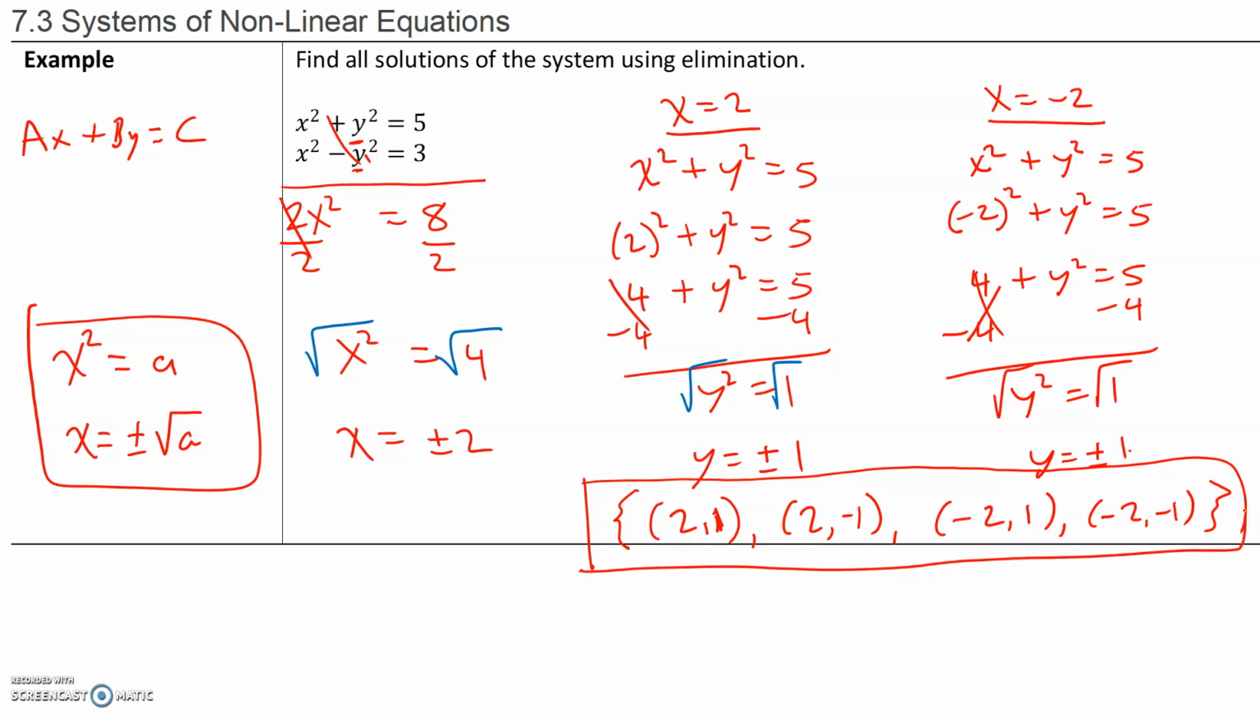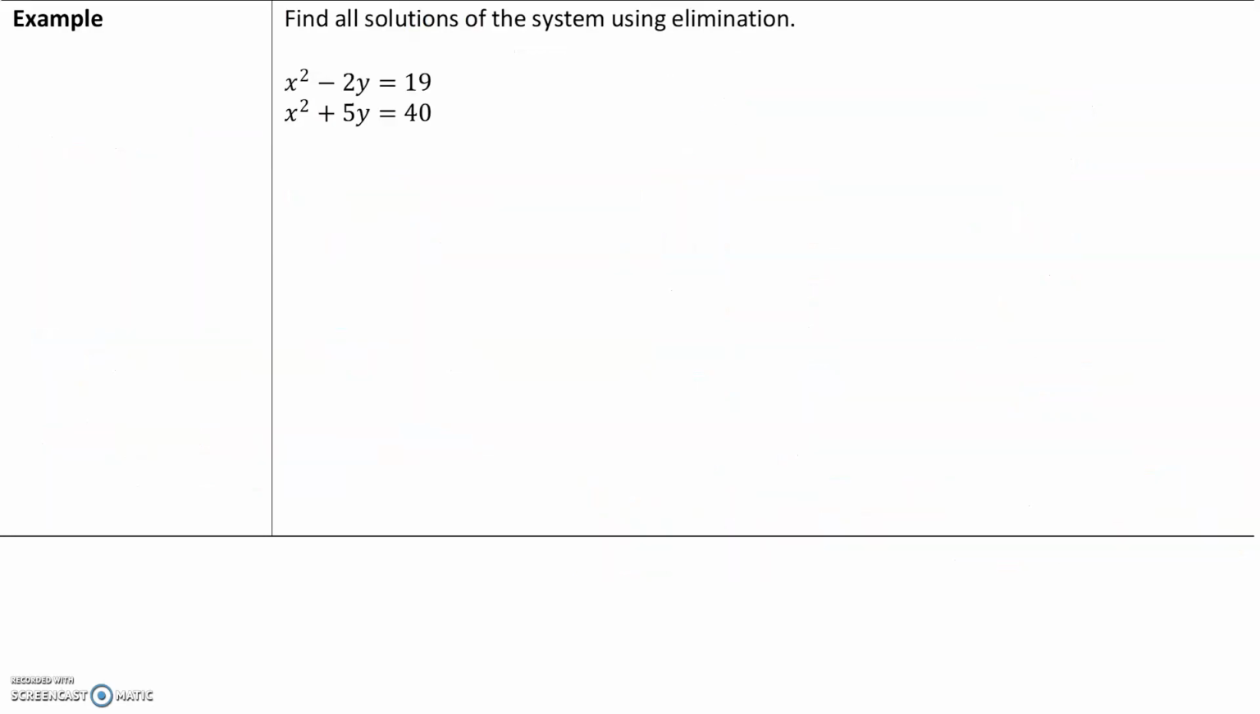So for this section, make sure you set it up kind of like this, where once you get two values of x, take each separate case and solve for y for each of the separate cases. Let's take a look at our next example.